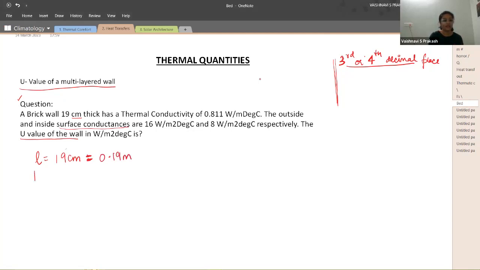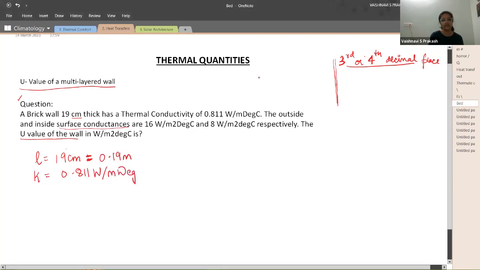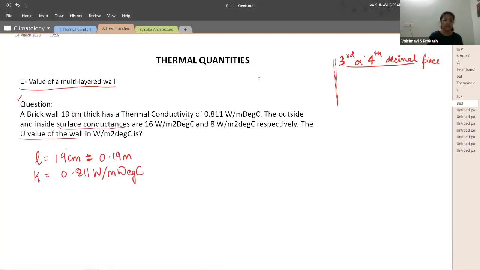We have the first one. Thermal conductivity, capital K, is 0.811 watt per meter degree centigrade. Outside and inside surface conductances. So SCO is 16 watt per meter square degree centigrade. SCI is 8 watt per meter square degree centigrade.